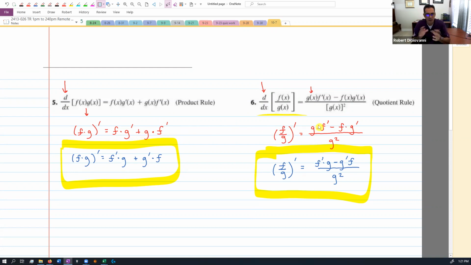But if we just use algebraic properties, you can move things around and rearrange them to make them look very similar. And if you do that, then you really only have to remember the product rule. And when you get to the quotient rule, you throw in the minus and divide by g squared and you're done. So it's really less to have to put up here. That's why I did it. So I just want you to know that.